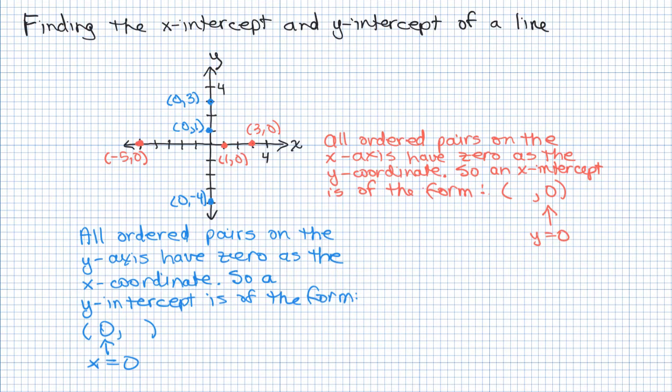I have 3 ordered pairs: (0, 3), (0, 1), and (0, -4). And they all have 0 for their x-coordinate, right? So y-intercepts are of the form, well, there's a 0 for x and then some number for y. So we're going to use that idea to figure out the x-intercept and y-intercept of a line if we know the equation of the line.